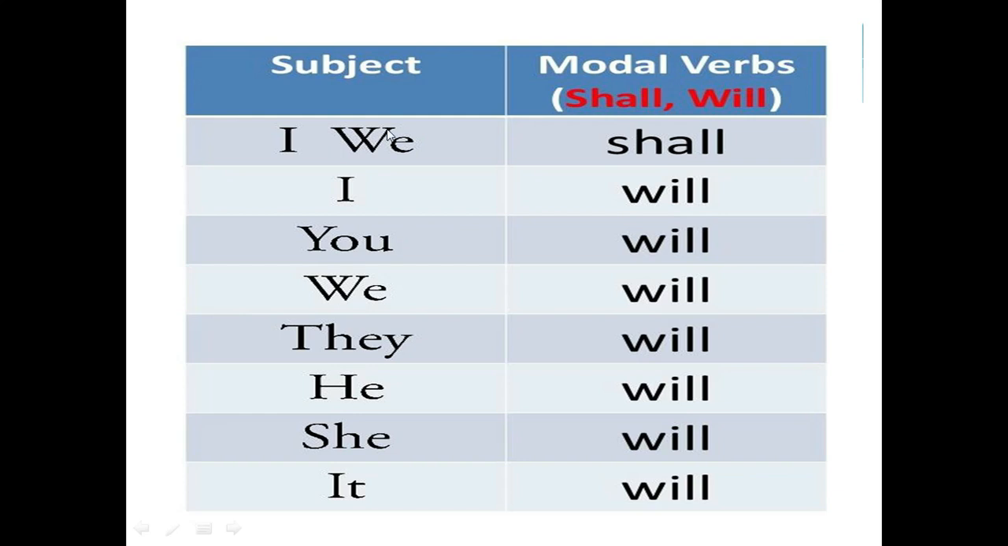With I and we we use shall, and with all the other subjects, with all the pronouns like I, you, we, they, he, she, it, we use will. So it is clear from this table that shall is only used with I and we, and will is used with all the subjects, singular or plural, and it is also used with I and we. Basically shall is more formal. Formally we use shall, and will is used in all circumstances with all the subjects.